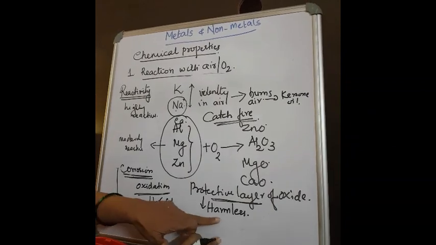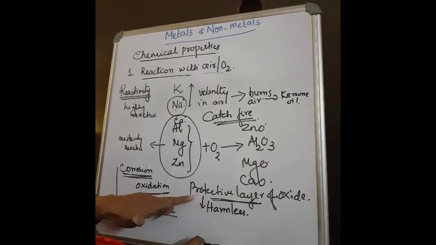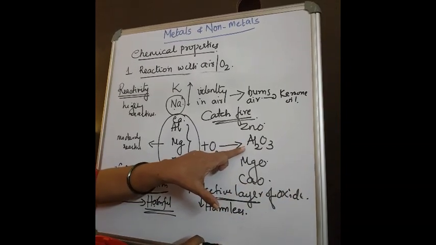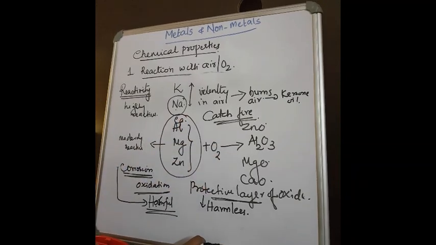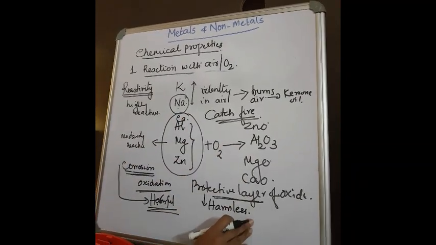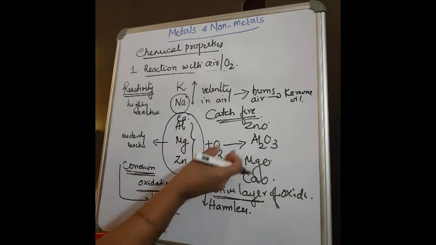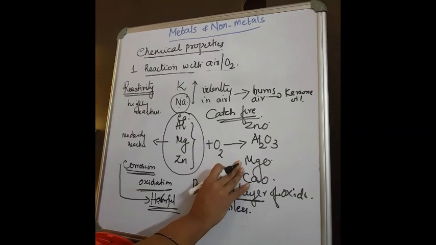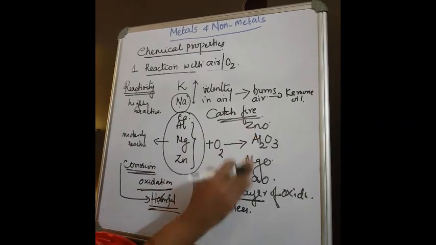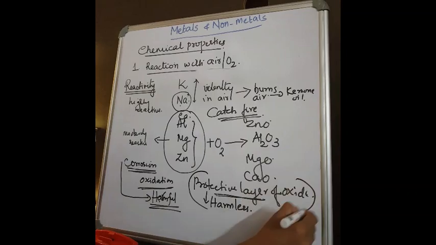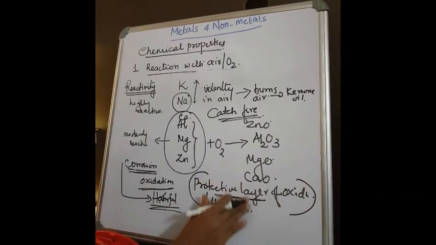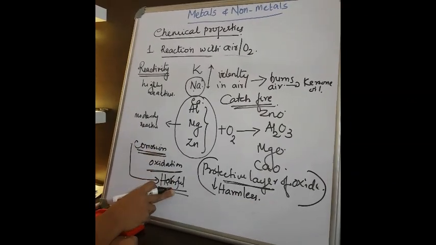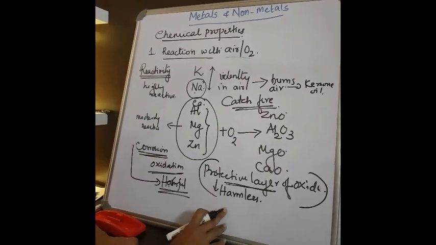Why? Because here the protective layer of this oxide, the initial layer of oxide, will prevent further corrosion. Corrosion means eating up of the metal, it will get damaged or won't be there after some time, it gets oxidized and goes on like that. So here the corrosion, or the oxidation, is harmless in nature. That is why we say corrosion is both harmful as well as harmless.